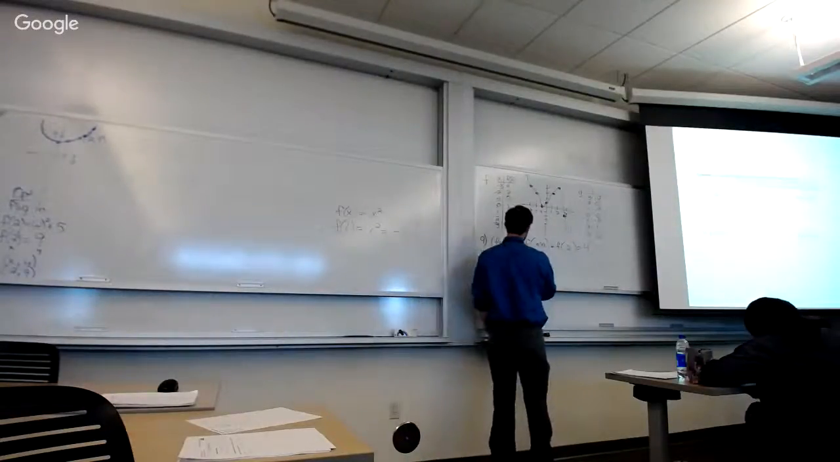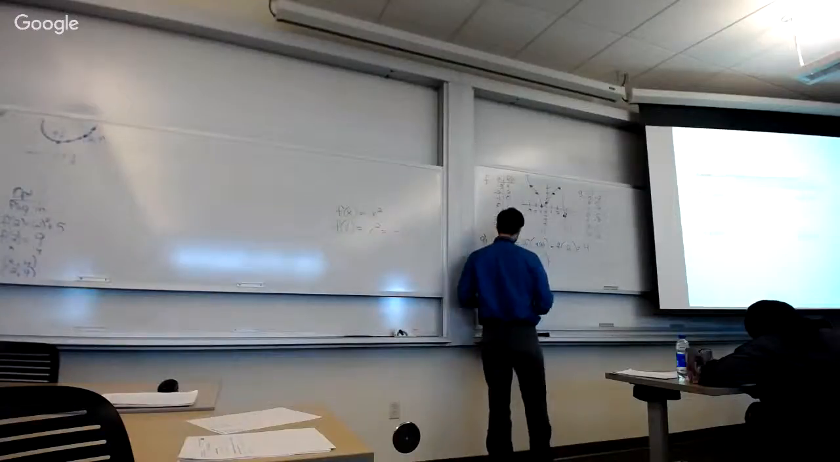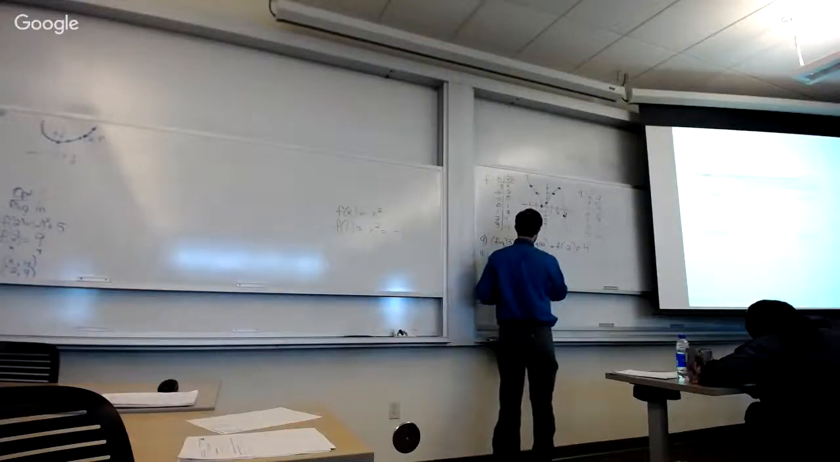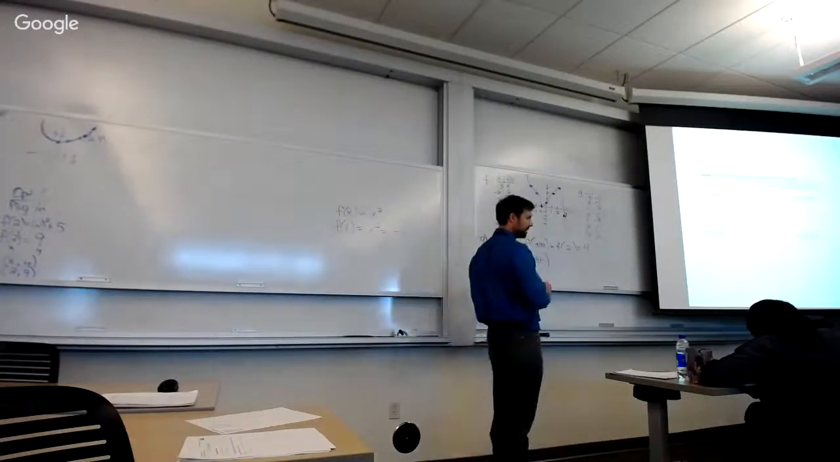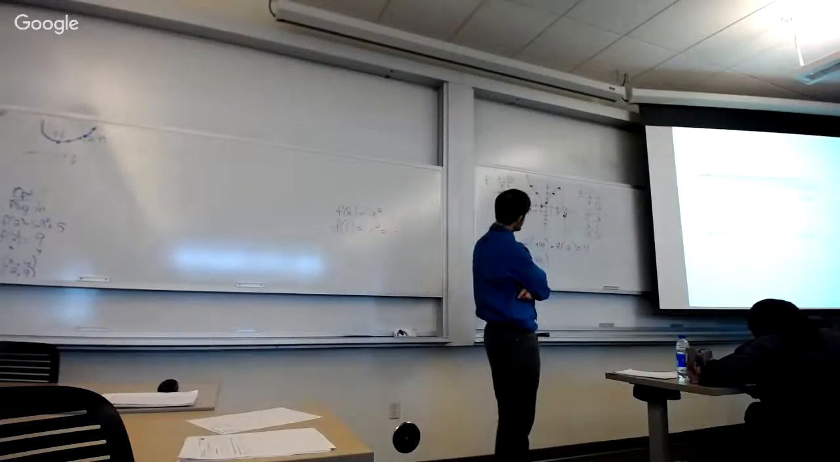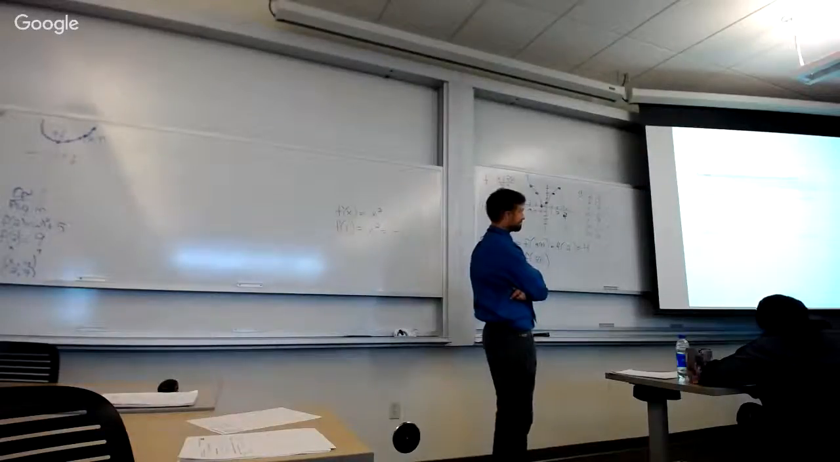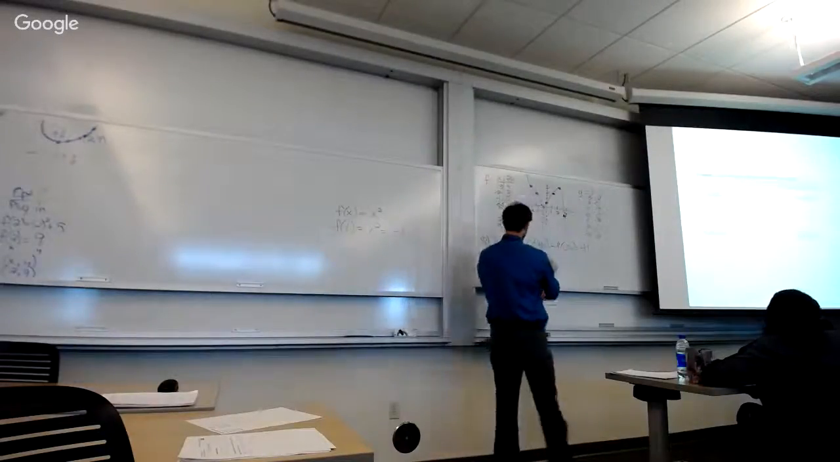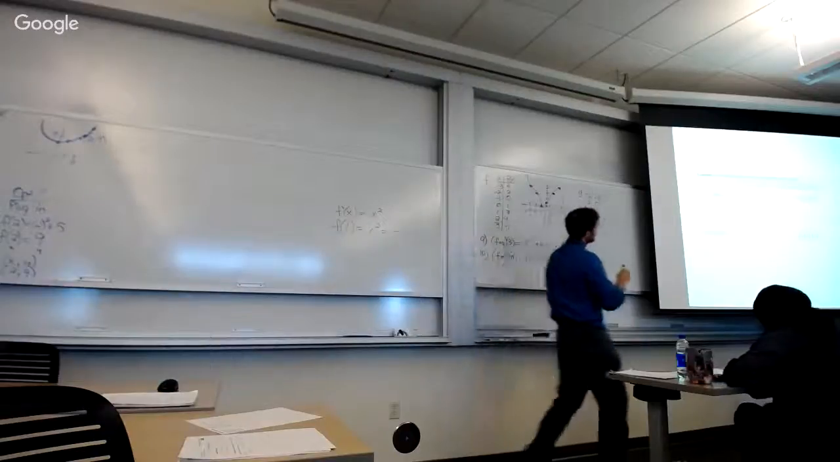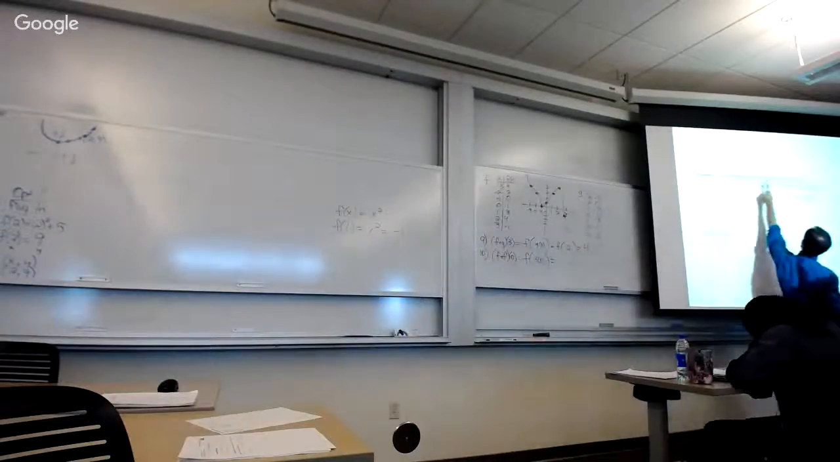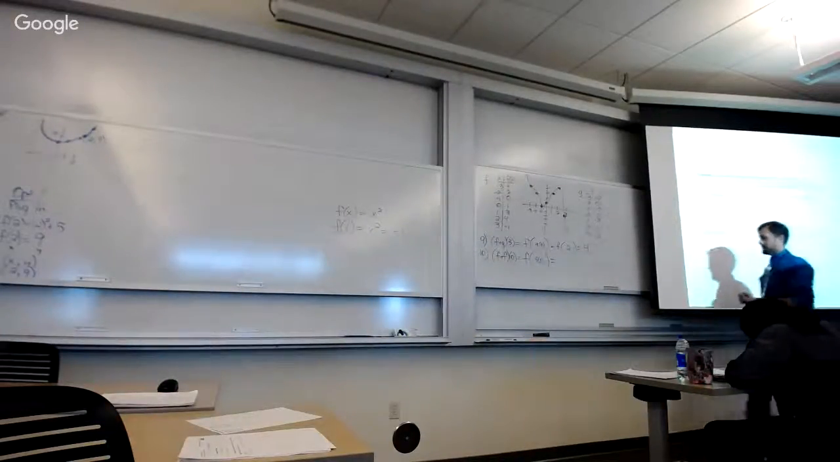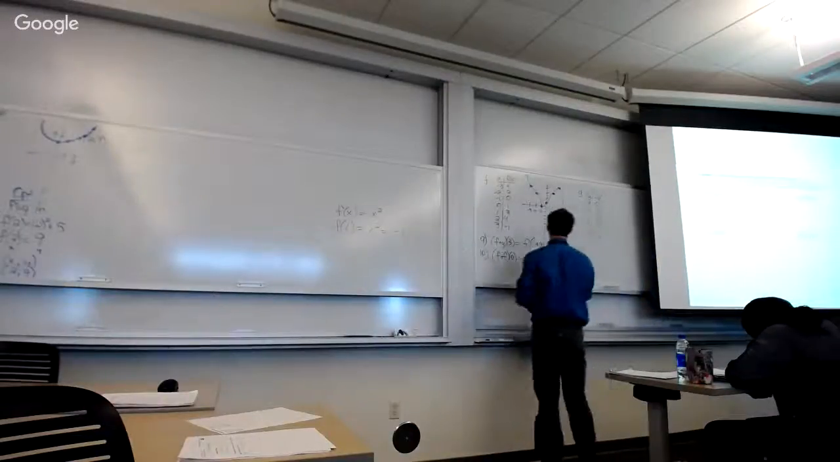So f of 0. You go look it up. That means look at the f function, and the input is 0. What's the output? Looking on your list for f, if your input is 0, your output is 1. So now I replace the f of 0 with 1.